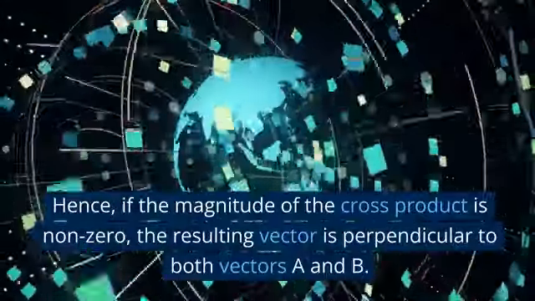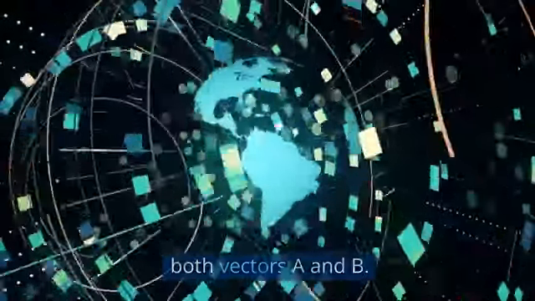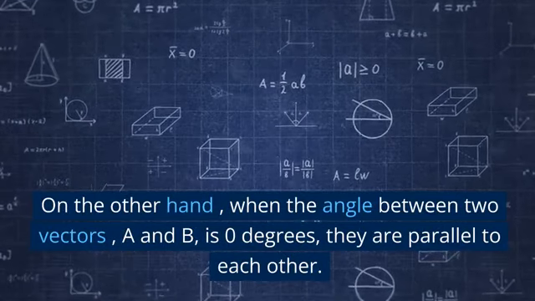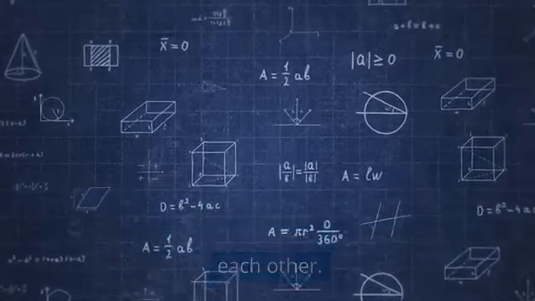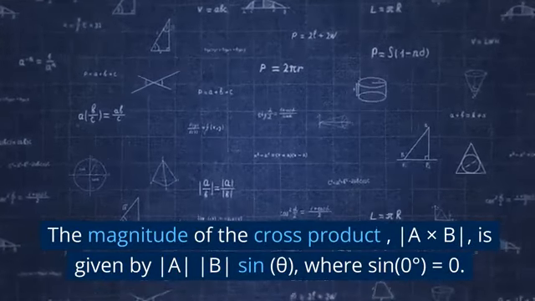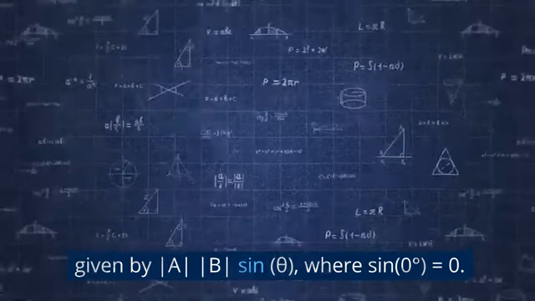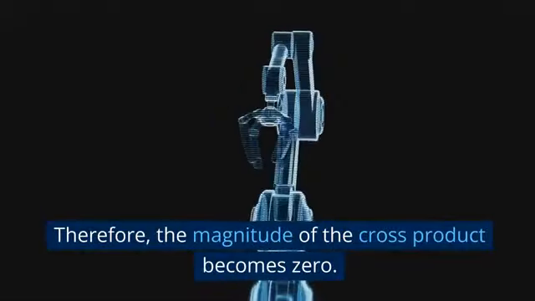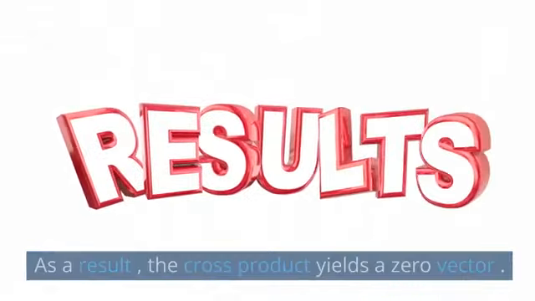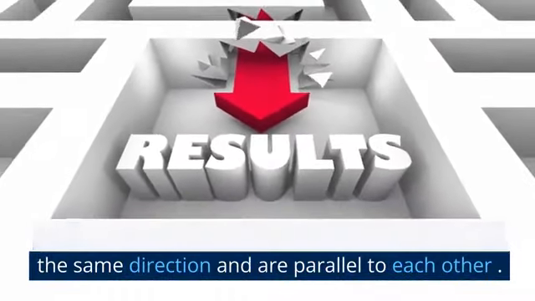Hence, if the magnitude of the cross product is non-zero, the resulting vector is perpendicular to both vectors A and B. On the other hand, when the angle between two vectors, A and B, is 0 degrees, they are parallel to each other. The magnitude of the cross product, A × B, is given by |A||B| sin θ, where sin 0 degrees equals 0. Therefore, the magnitude of the cross product becomes 0. As a result, the cross product yields a 0 vector. This indicates that the two vectors are pointing in the same direction and are parallel to each other.